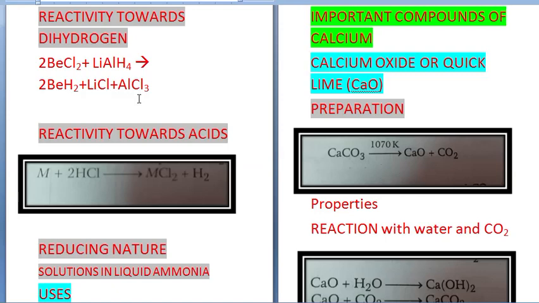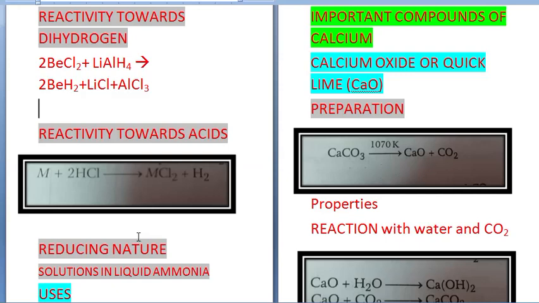Calcium hydride is CaH2. It is also called hydrolith and is used for production of hydrogen. Reactivity towards acids. All alkaline earth metals react with acid to produce hydrogen. M plus 2HCl gives MCl2 plus H2. Next is reducing nature. Like alkali metals, these are also strong reducing agents.